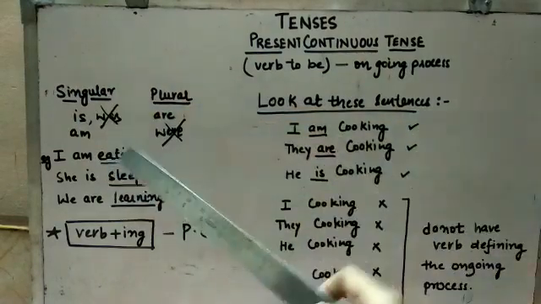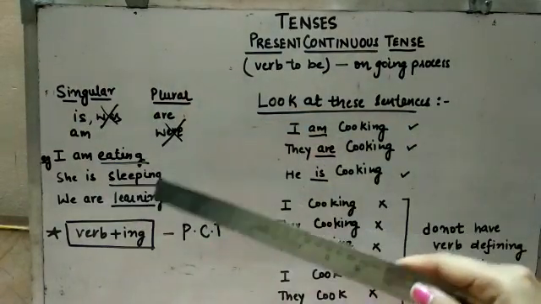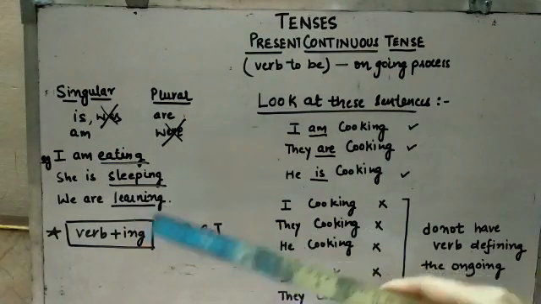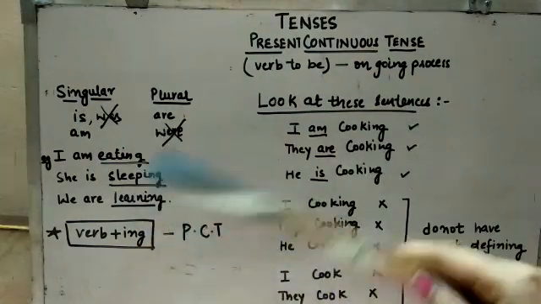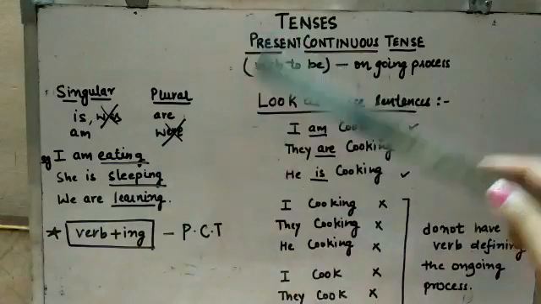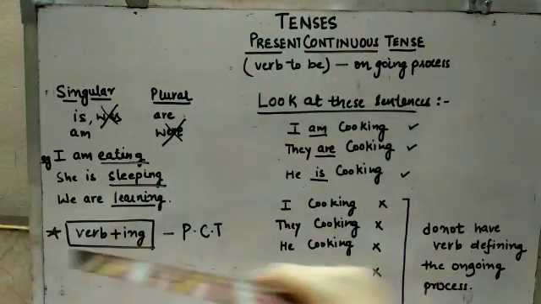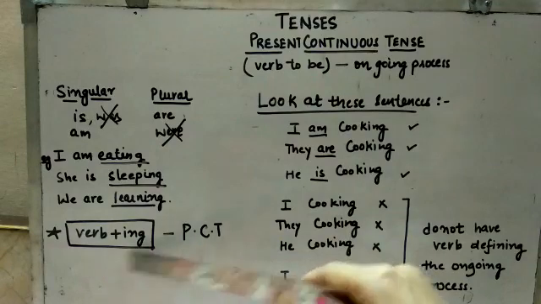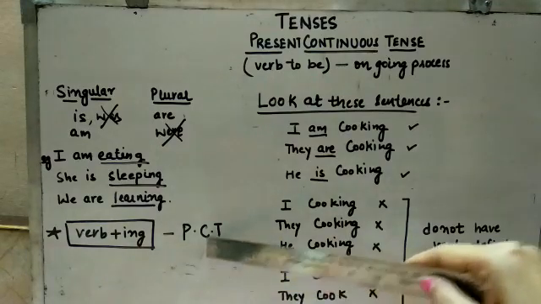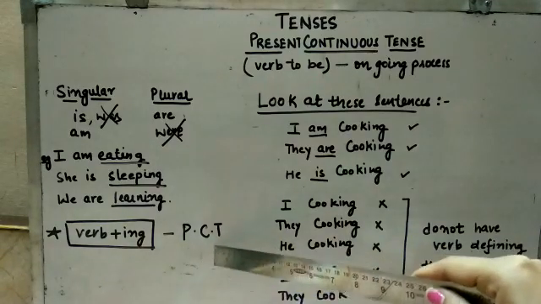Read these examples. I am eating. She is sleeping. We are learning. These three sentences define the present continuous tense. Or we can also say that verb plus ing defines present continuous tense, that is PCT.